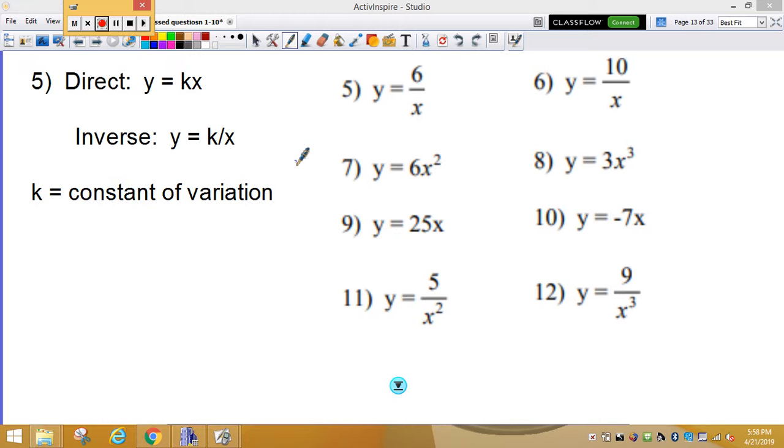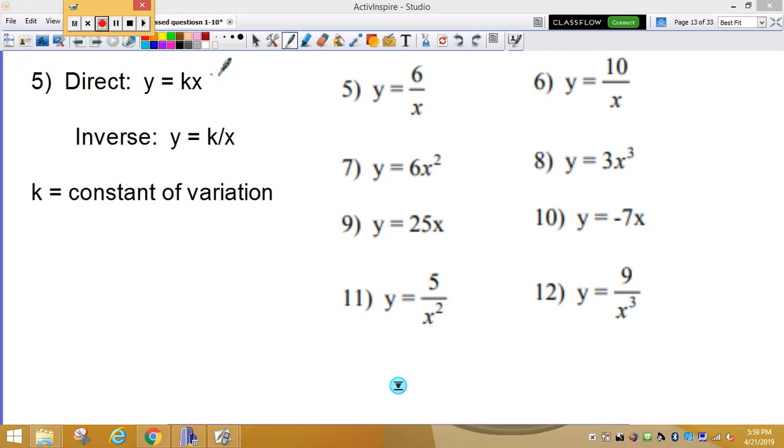All right, so direct is y equals k times x. Inverse is y equals k divided by x. And k is the constant of variation. It's going to be a number. Okay, so if it's a number times x, it's direct. If it's a number divided by x, it is inverse.